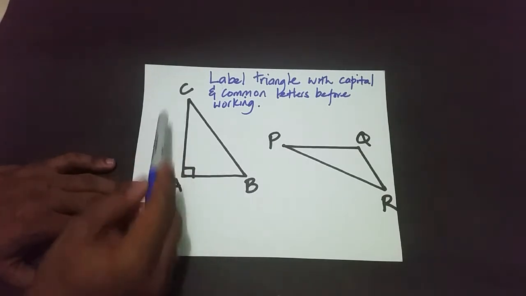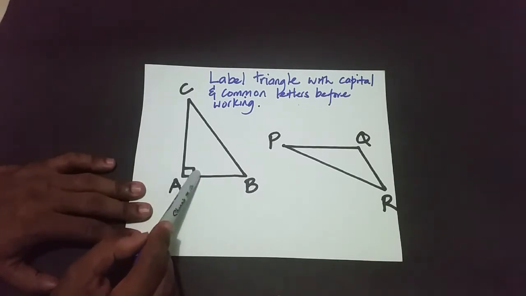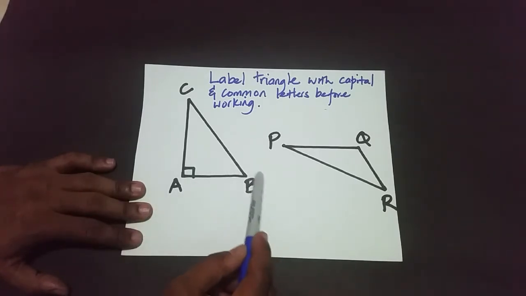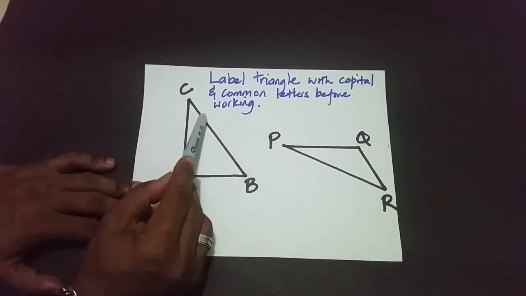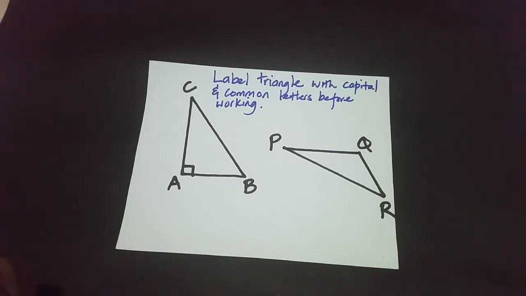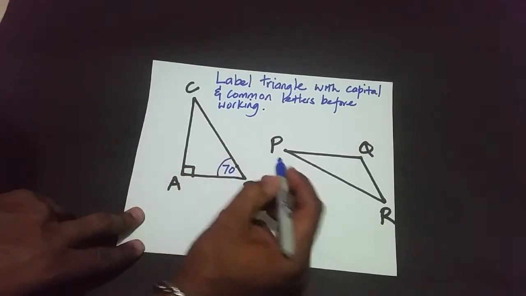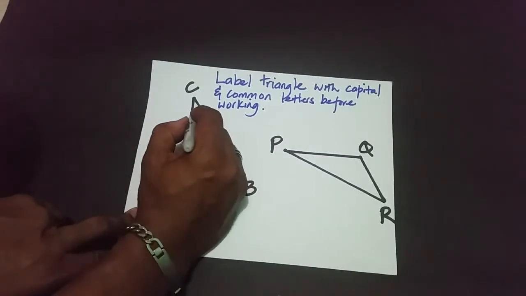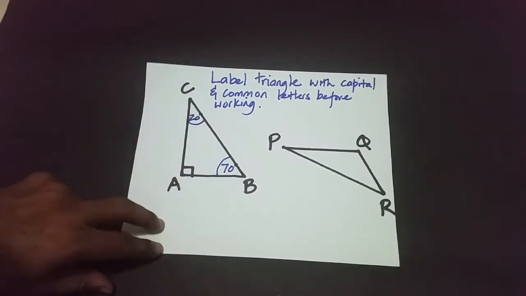Capital letters in trig rules are going to be used to denote angles. So this capital A here is going to denote the 90 degree angle here. And this capital B here is going to denote whatever angle is at this vertex. The capital C is going to denote what angle is here, etc. So I'm going to show you the difference between the capital letters and the common letters and what they mean. Let's say for argument's sake, this angle here is 70 degrees. And obviously this is 90, so this one here must be 20 degrees because all angles in a triangle must add up to 180. I'm just putting these angles here because I'm going to be referring to them.